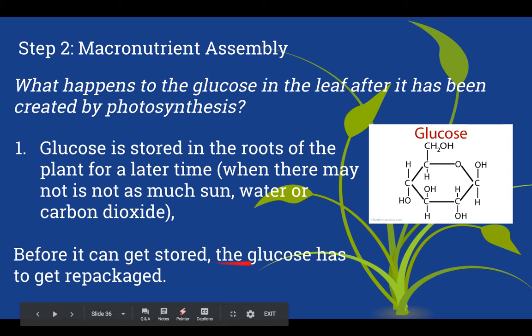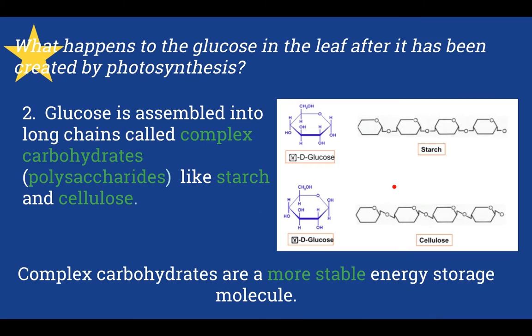So before it can get stored, though, the glucose has to get repackaged. All of these glucose molecules get linked together in these long, long chains, which we call carbohydrates or polysaccharides or starch. They also get assembled into cellulose, which we don't talk about too much. This is part of a structural component of the plant cells as well. But it gets assembled into these long storage molecules called starches or complex carbohydrates or polysaccharides. Those are all basically synonyms for long chains of single glucose molecules or single monosaccharides.